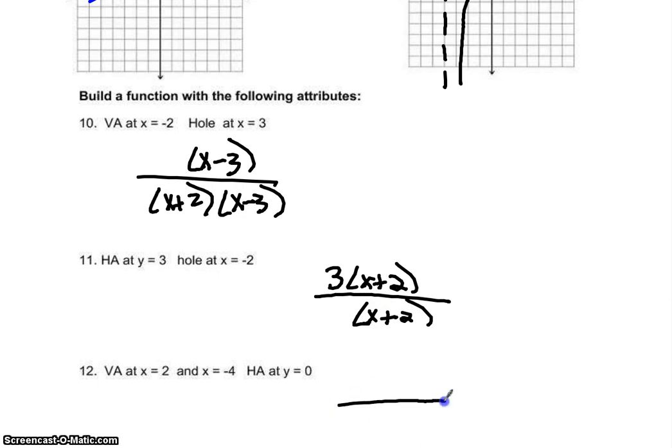Number 12, you have a vertical asymptote at x equal 2, which means you have an x minus 2 on the bottom. You have a vertical asymptote at -4, so that means you have an x plus 4 on the bottom. You have a horizontal asymptote at y equals 0, which means the exponent in the denominator must be bigger. I have an x squared in the denominator, so an x or no x can go on the top. So you could put a 1 here, you could put an x here, you could put a 3 here, you could put 1,000 here. You got to put something here. You can't leave the top empty. And that's all there is to it. You've got your 3 functions built.